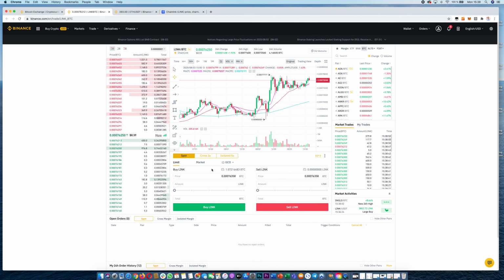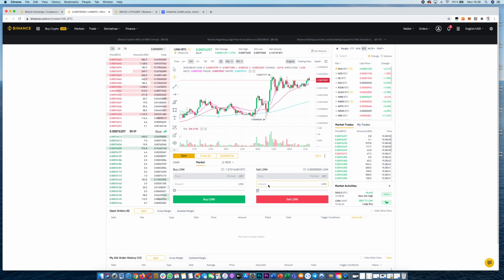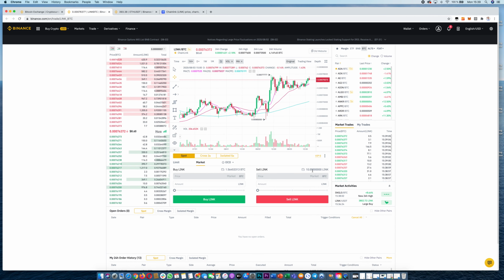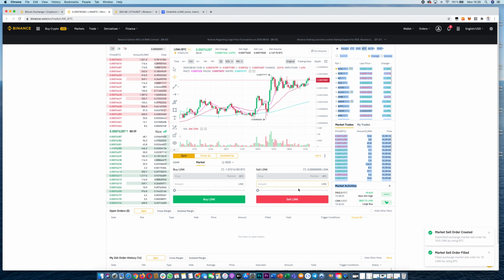A market order is an order that gets executed immediately. For example, if I buy 10 Link, click on buy Link, you can see the order was executed immediately. See here, I have 10 Link now. You could also sell them easily here again per market order, and it's gone.